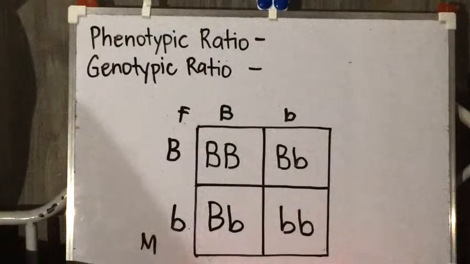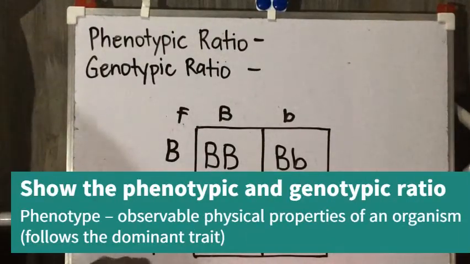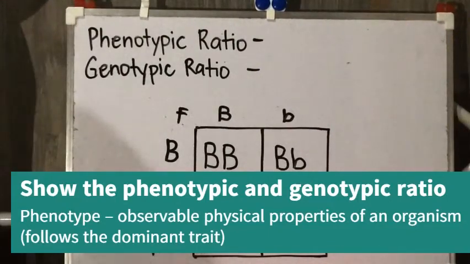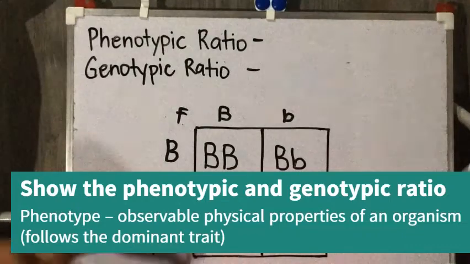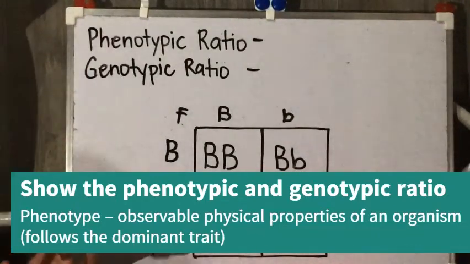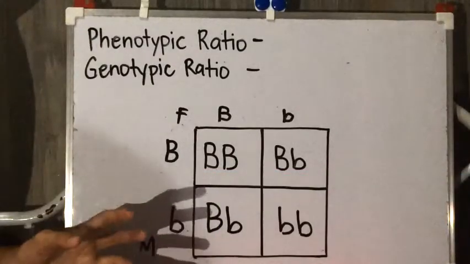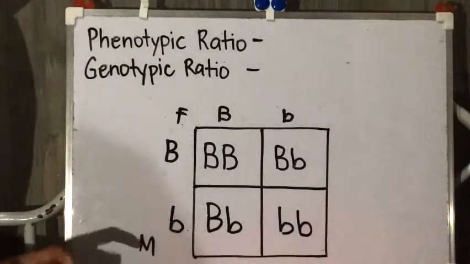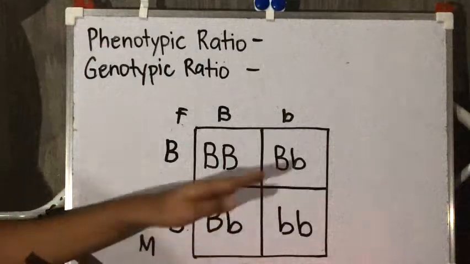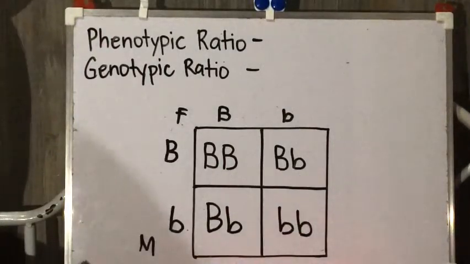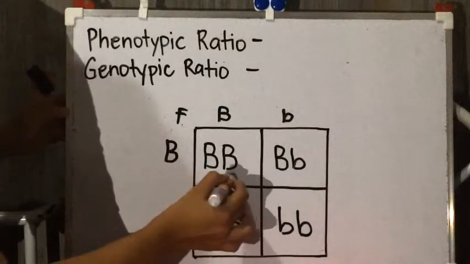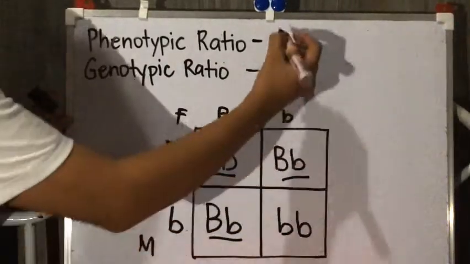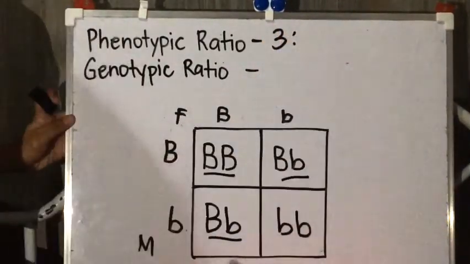In the problem, it states to show the phenotypic ratio and genotypic ratio. When we say phenotype, it means the observable physical properties of an organism. It follows the dominant trait. So ang hinahanap natin sa phenotype, kung alin yung may dominant trait. Di ba yung dominant trait natin is represented by a capital letter. So ilan dito sa monohybrid cross yung may capital letter? We have here 1, 2, and 3. So, 3 na ano? Ayan. So, we have 3.